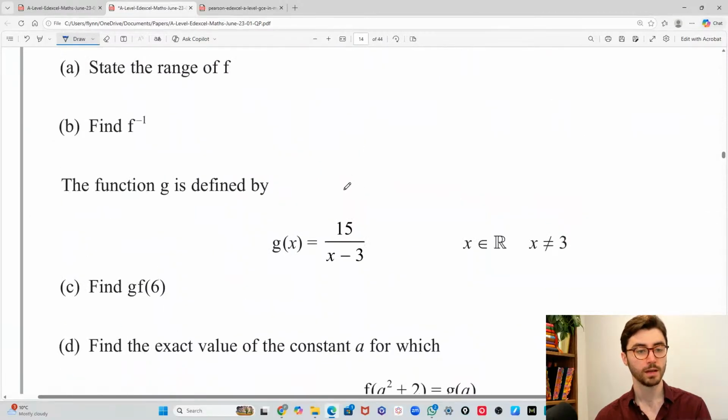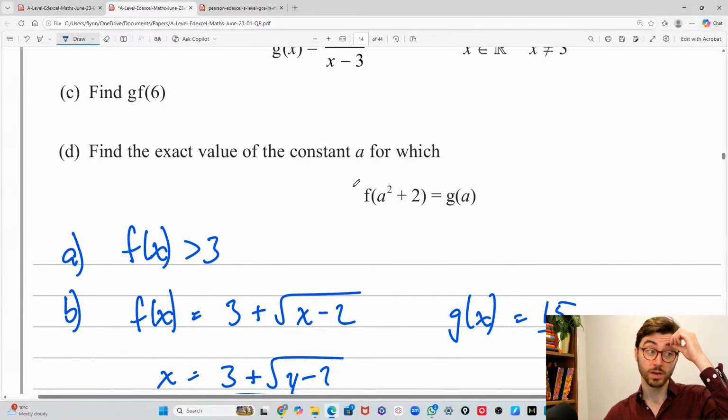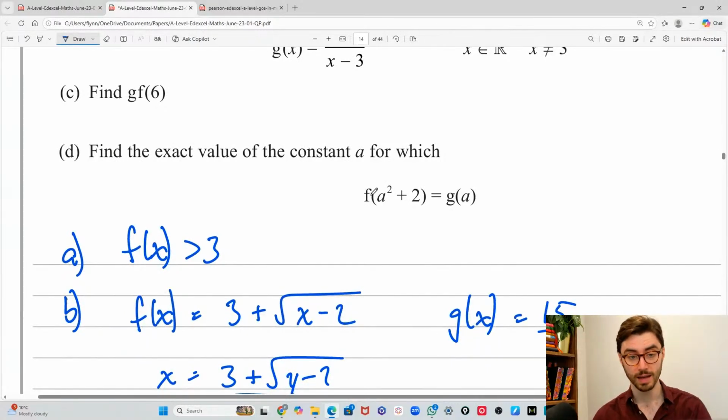Nothing too bad. Find the exact value of the constant a for which things happen.